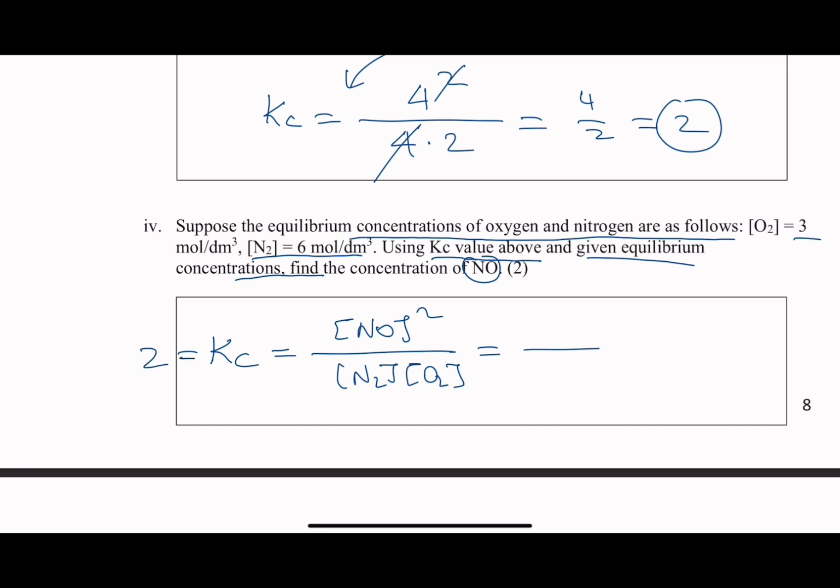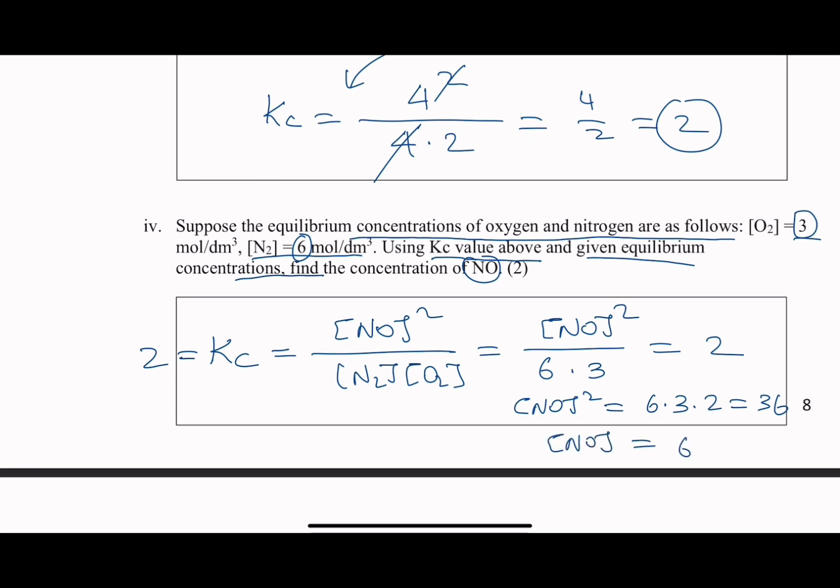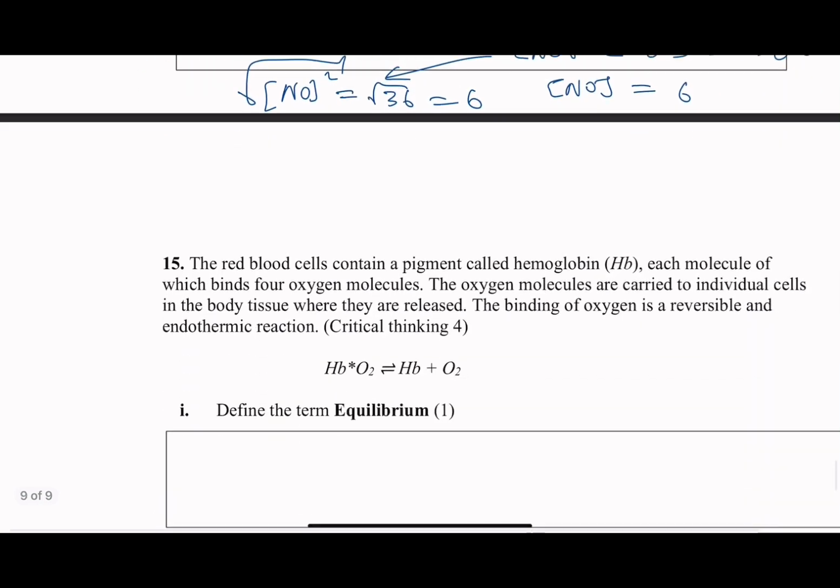But now in this case, we're told that O2 is 3 and N2 is 6, while NO is not given, it's asking us to find it. This is going to equal 2. In this case, we will find it by doing the math. 6 times 3 times 2, which is 36. And then NO would be 6. We'll take the square root of NO squared, 36, and this gives us 6. Okay, that's the answer for the fourth part.